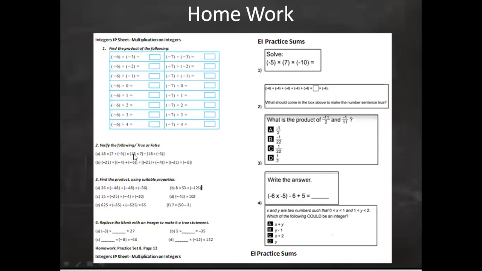Okay, question number 2: verify the following true or false. हमें verify करना है कि नीचे जो हमने लिखा है वो true है कि false है. कैसे करेंगे? ये वाला side solve करो और answer देखो क्या आ रहा है, ये वाला side solve करो और answer देखो क्या आ रहा है. Yes, अगर दोनों equal आते हैं तो ये statement true है. अगर दोनों equal नहीं आते हैं, right hand side is not equal to left hand side, then this is false. Okay, then next, find the product using suitable properties. All right, so अगर हमारे पास 2 से ज्यादा number है तो भी हम कैसे करते हैं, पहले solve.